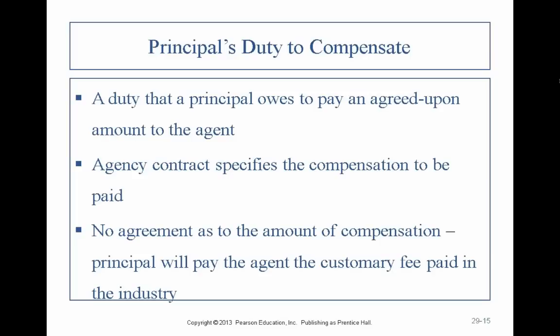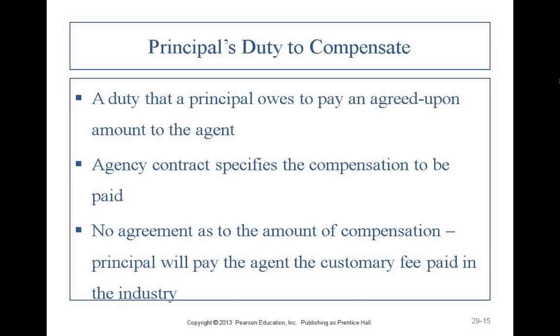If we're talking about an employer-employee relationship, we're also talking about wages or other compensation that flow from that. If there is some understanding that there will be payment, but there's no agreement as to the amount of payment, then the law will step in and say that it's understood that the agent would have gotten paid and it would be the customary amount for that fee in that industry.